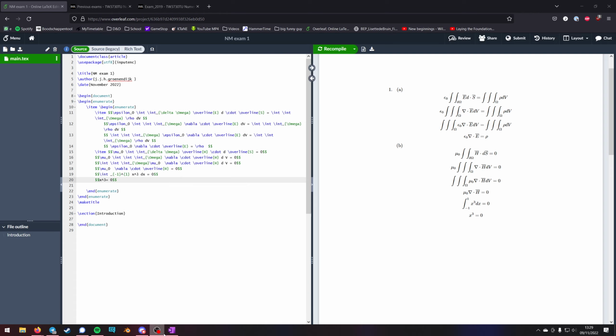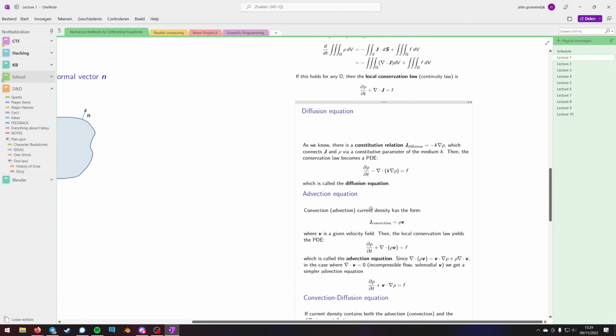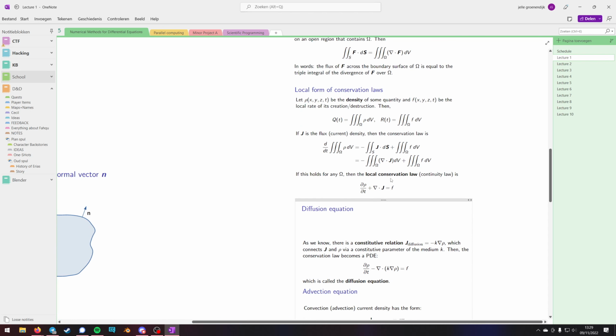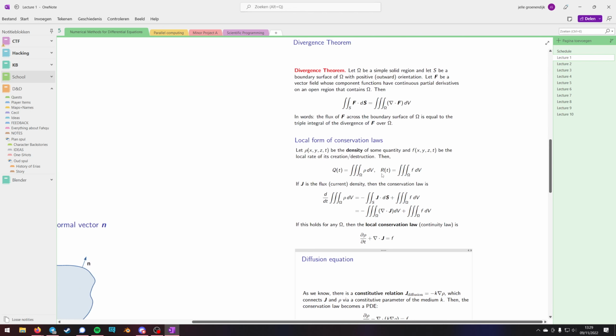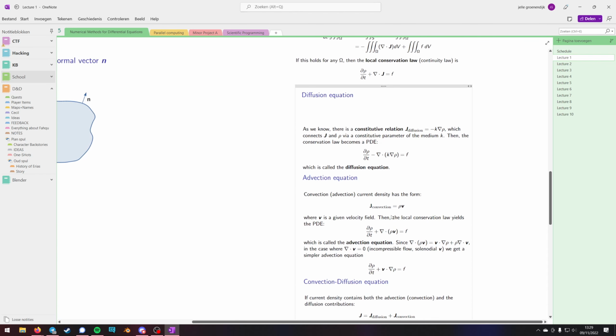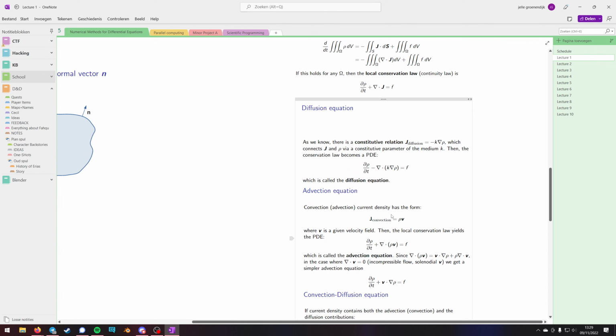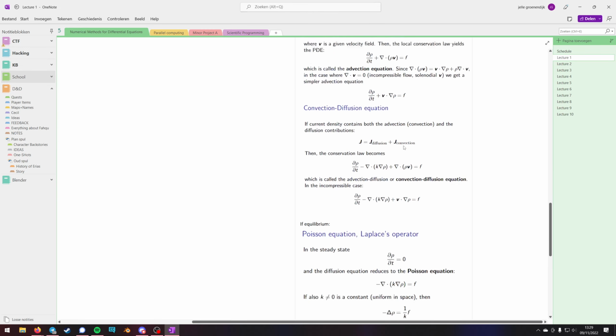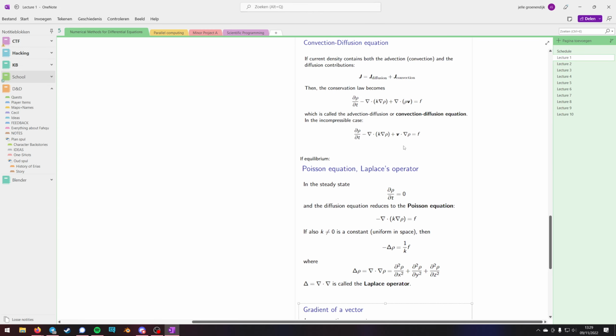I'm sure he did, but in the first lecture I didn't understand anything. Neither did I. He said if this holds for any omega, then the local conservation law is, and then he removes the integral. I don't think he told us why that's allowed. No, he just said it is. Trust me. Source: just trust me, bro. Oh well.